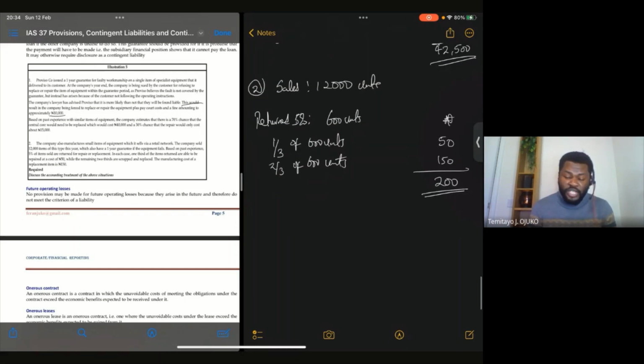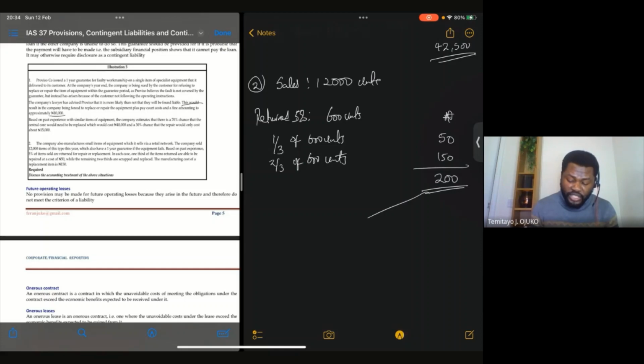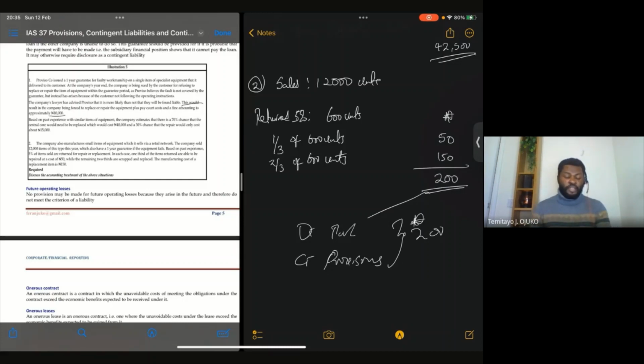So what is going to be the accounting entry for this? Debit the profit or loss, and credit provisions with 200 naira. It's as simple as that.